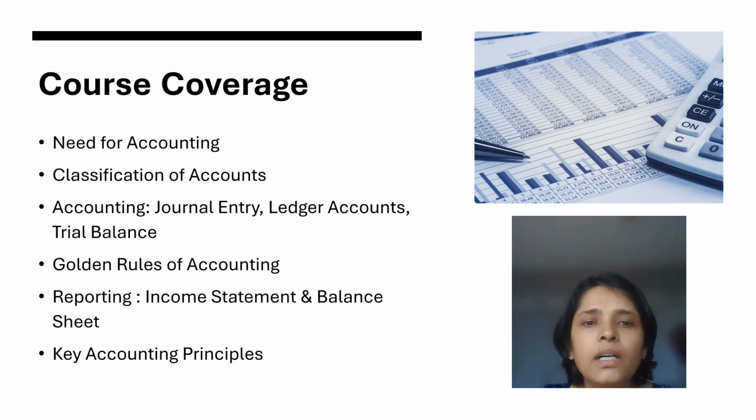So we'll be covering the following topics in this session. First, we'll understand the need for accounting. Then classification of accounts into personal account, real account, and nominal account. The different accounting books, the journal entry, ledger accounts, the trial balance. We will understand the 3 golden rules of accounting. On the reporting side, we'll be covering the income statement and the balance sheet, and also the key accounting principles that we need to know and apply as we move forward.